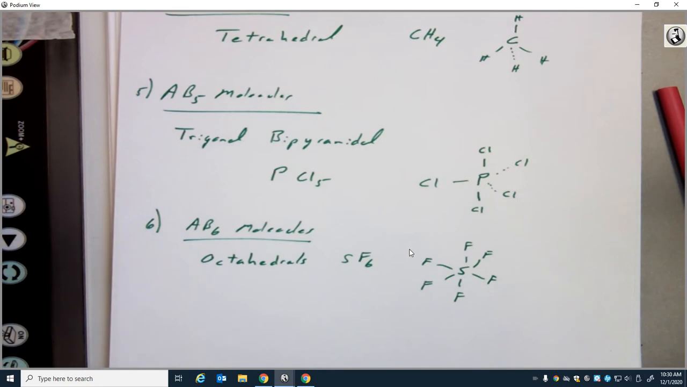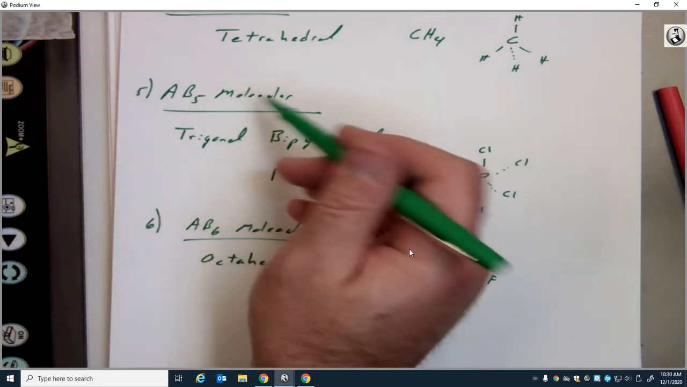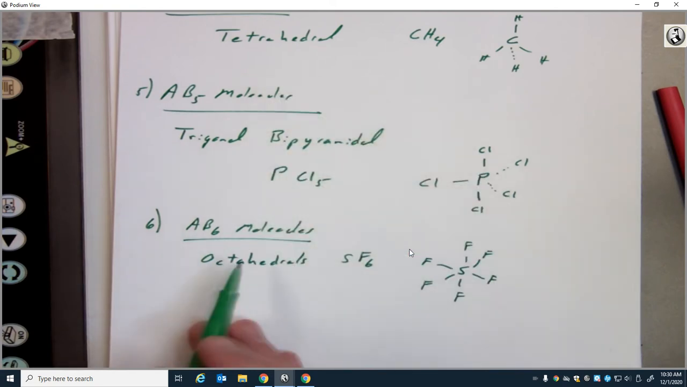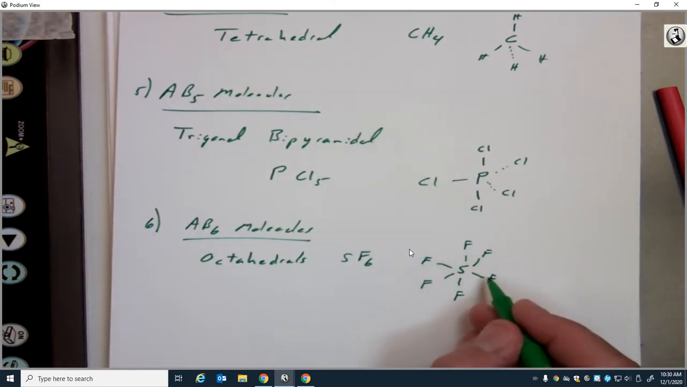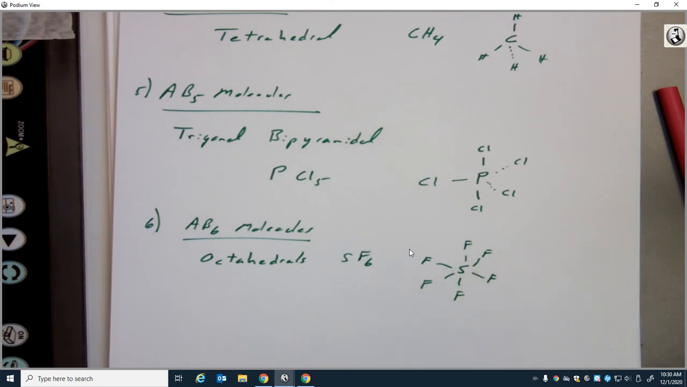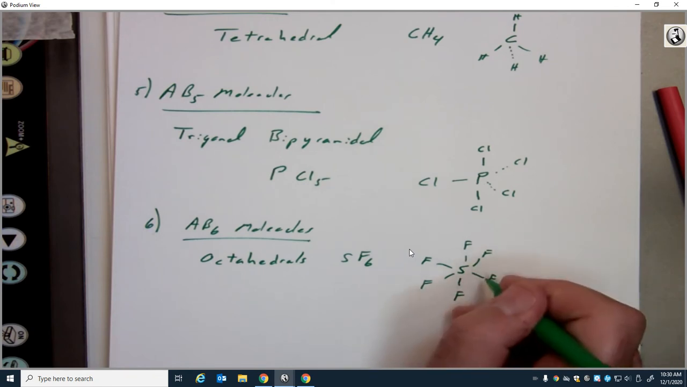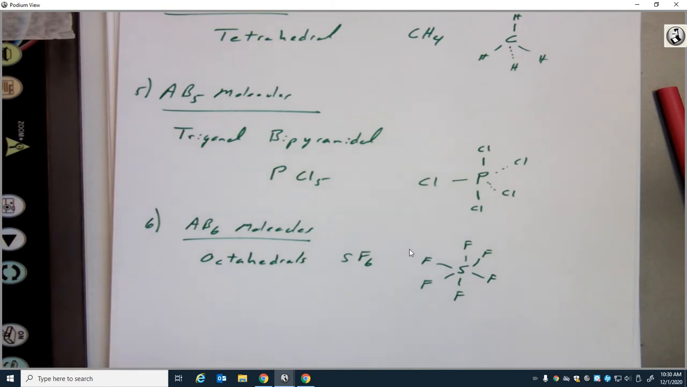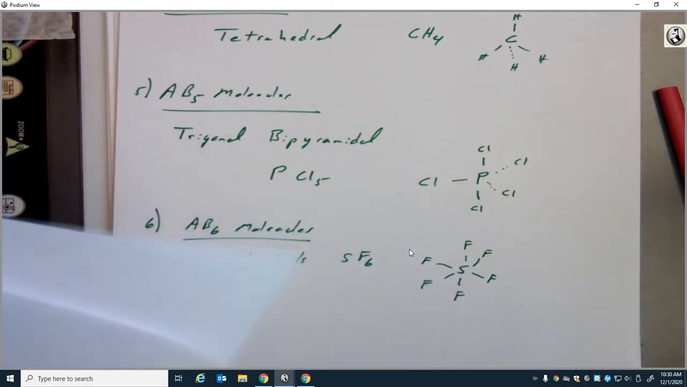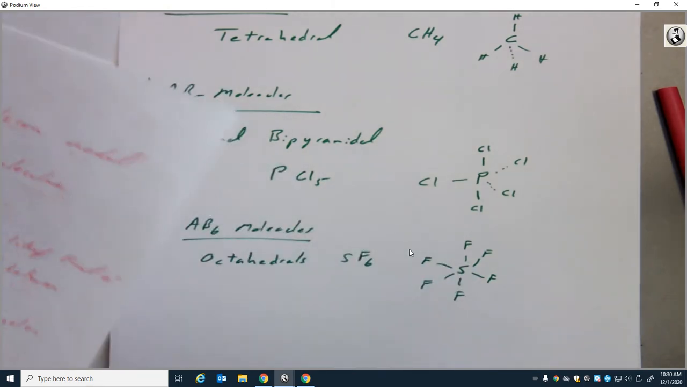Now, there are variations that we're going to talk about with our AB5 molecules and our AB6 molecules. Right? And that's when we start taking some of these bonds away and putting in some unpaired electrons. And that's what we're going to talk about with what's called VSEPR theory, which is where we're going next.